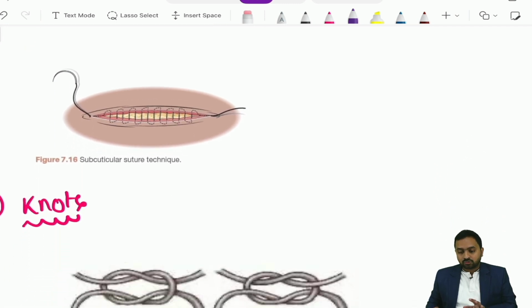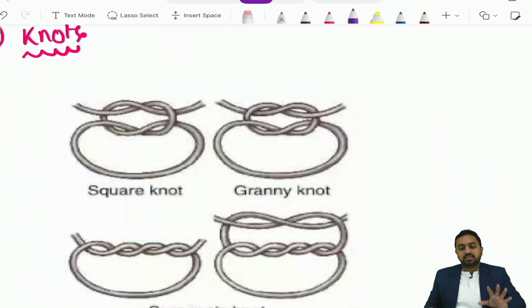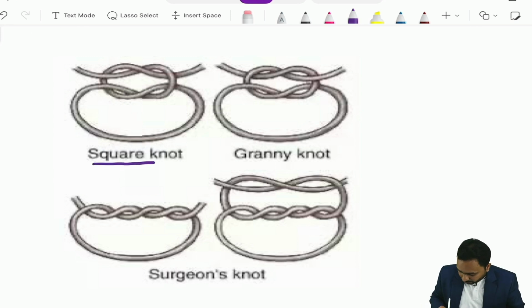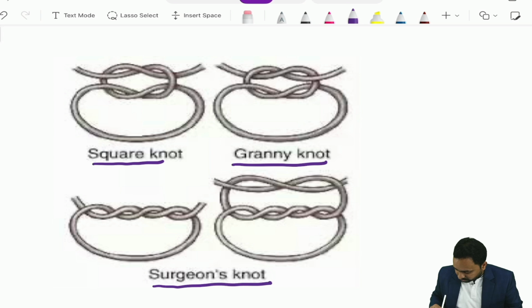Now regarding your knots, I have shared the image from a net, which shows the most important knots that are asked, which are your square knot, granny knot, and your surgeon's knot. The main confusion that occurs is usually between your square knot and your granny knot.